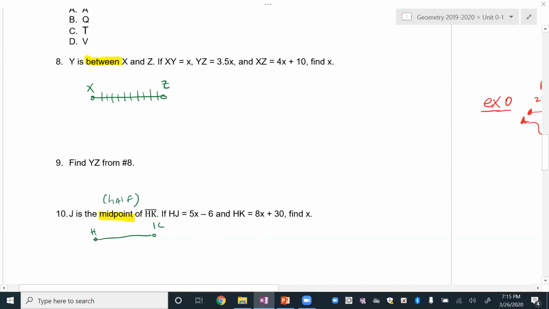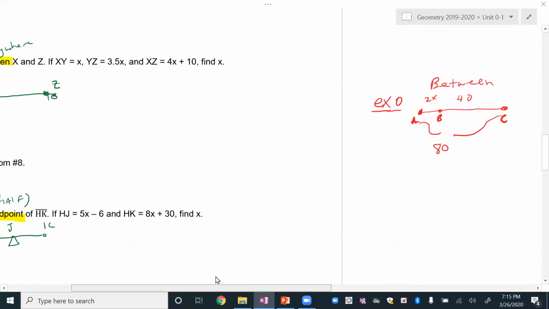So that means it's the halfway of HK. So it's right here. There's always a definite point for J in this case, because it said midpoint, it's halfway through it. Between goes anywhere. So if I were y'all, I would go ahead and just pick something like, go here, here, here, and I can go here. So you can exaggerate it, okay?